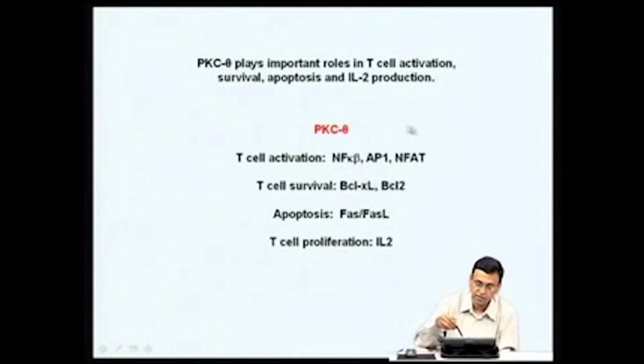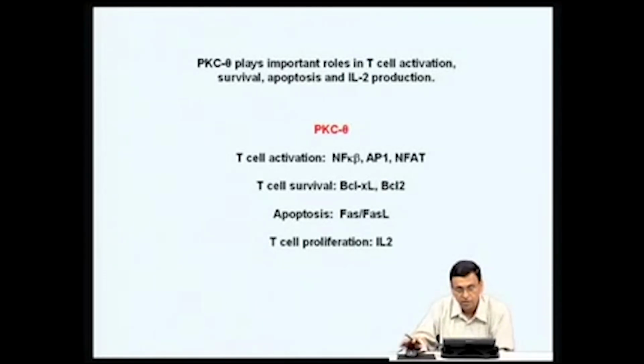because it is essential for the activation of transcription factors like NF-kappa B, AP1 and NFAT. It also plays a very important role in T cell survival. For example, it is involved in the activation of BCL-XL and BCL2 genes, which are involved in T cell survival, as well as in apoptosis, where it regulates the expression of FOS and FOS ligand. It is also involved in T cell proliferation, as I just told you how IL-2 expression is directly regulated by the influence of transcription factors. So, protein kinase C plays a very important role in a number of T cell functions.